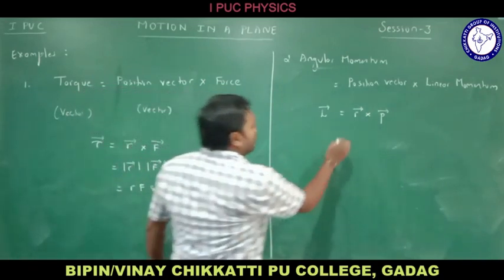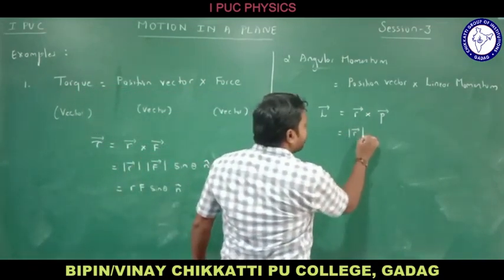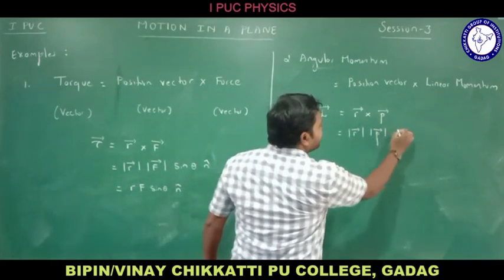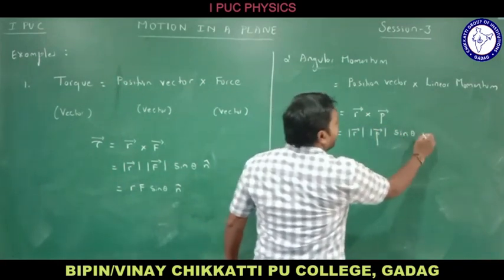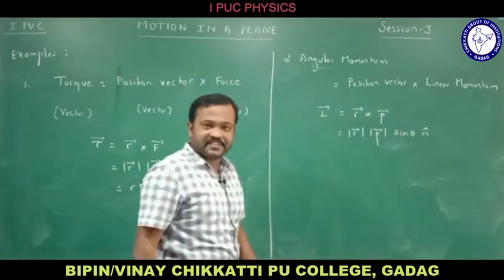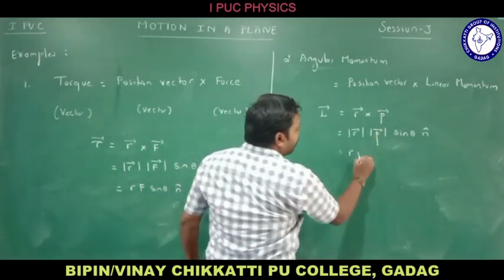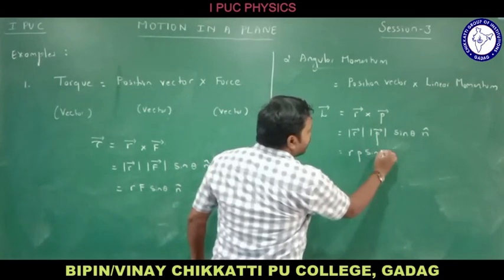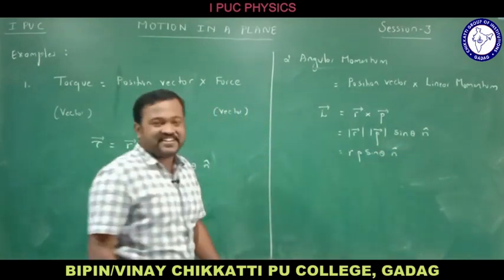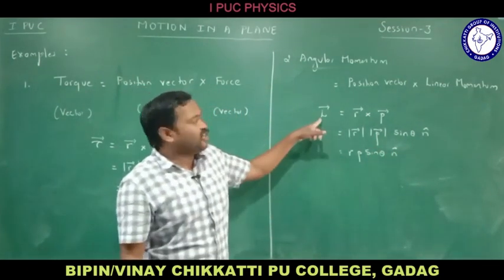Okay, what is the formula for A cross B? Modulus of A, modulus of B, which theta? Sin theta n cap. What is modulus of R? R. What is modulus of P vector? P. RP sin theta, and what do we say here? N cap. Okay, now what is the direction of angular momentum?